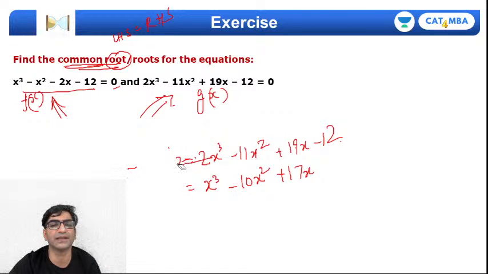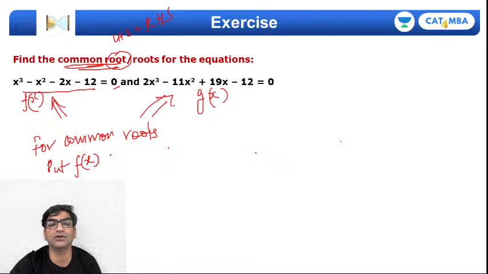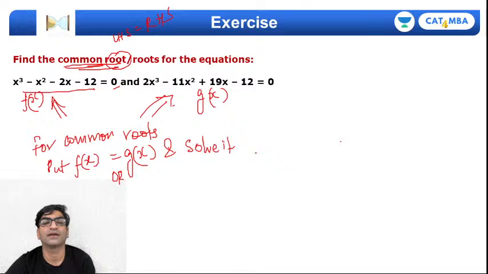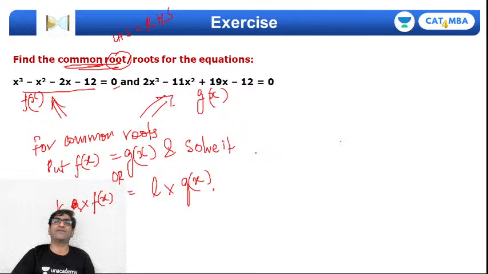मुझे ये हिंट कहाँ से मिलेगा, right? Where will I get that hint? Remember, right? For common root, maybe I'll write this as a pointer very quickly. For common root, what you should be doing is that you can either put f(x) equal to g(x) and solve it, or you could also solve k into f(x) equal to l into g(x). कोई भी दो कांस्टेंट ऐसे ले लो, f(x) को k से मल्टीप्लाई कर दो, g(x) को l से मल्टीप्लाई कर दो और फिर इक्वेट करो, ठीक है?